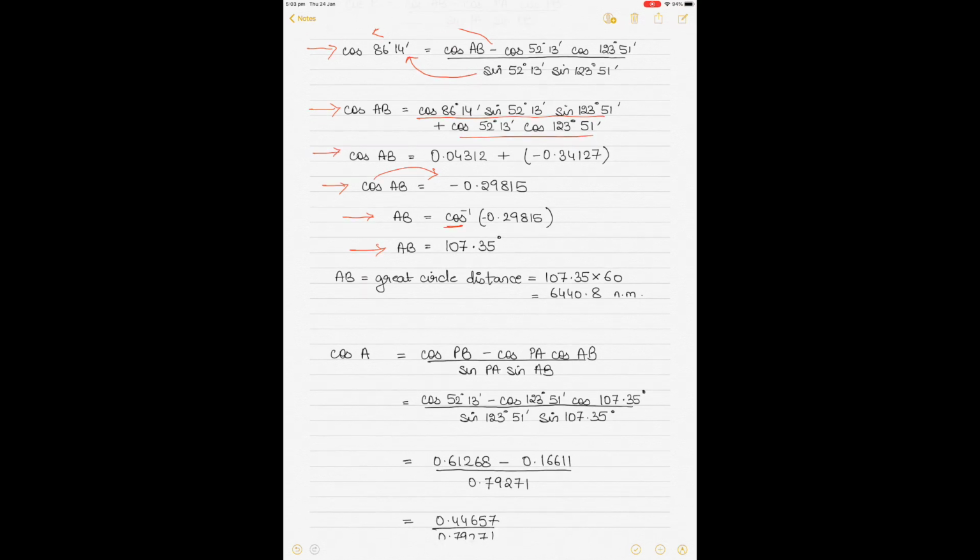But AB is a distance, so to get my great circle distance, I will multiply. 1 degree equals 60 minutes, which is 60 miles in nautical navigation, and 107.35 degrees multiplied by 60 gives you 6440.8 nautical miles. This is my great circle distance, but for the rest of the question I will still use 107.35 because I would need degrees. Alright, this is your first answer.